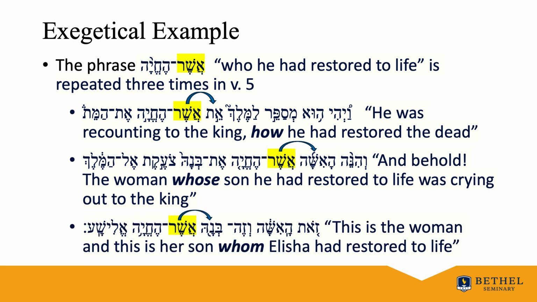And the final time this phrase appears, asher hecheya, now we're going to see a different referent again. We can see now asher is modifying not a woman, but benah, her son. And the translation of the verse is as follows. This is the woman, and this is her son, whom Elisha had restored to life.